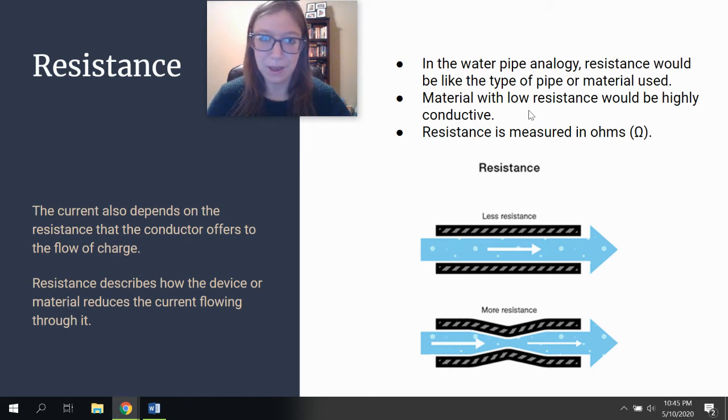Sometimes resistance is a bad thing because it means that you're not getting as much current as you would like. But you need a little bit of resistance or else you get electrocuted. So, not so much fun.